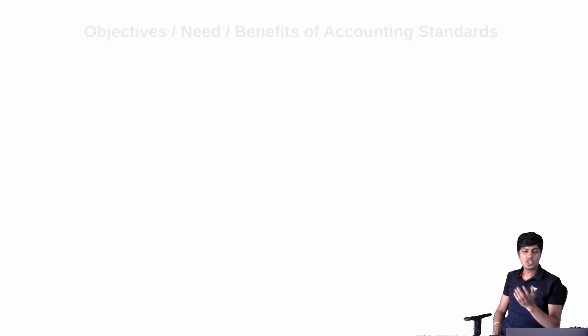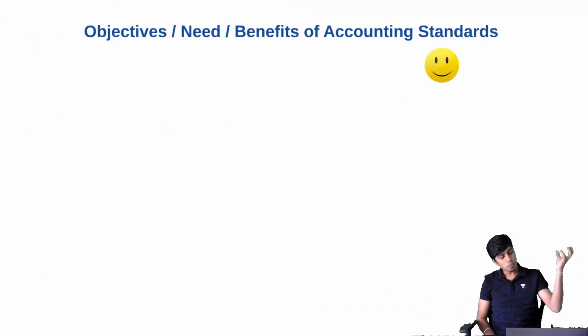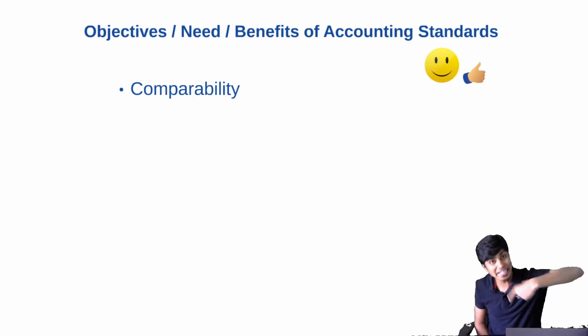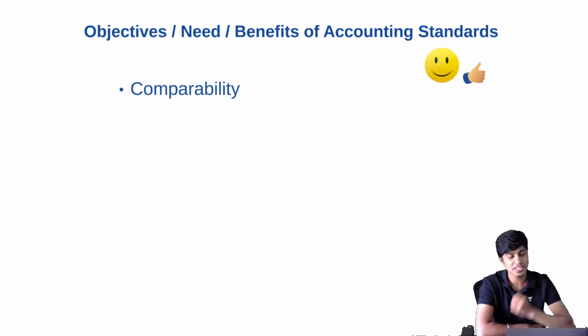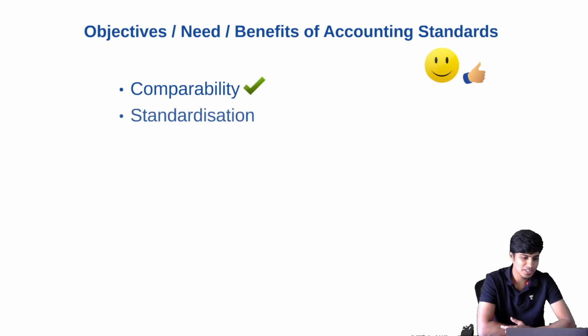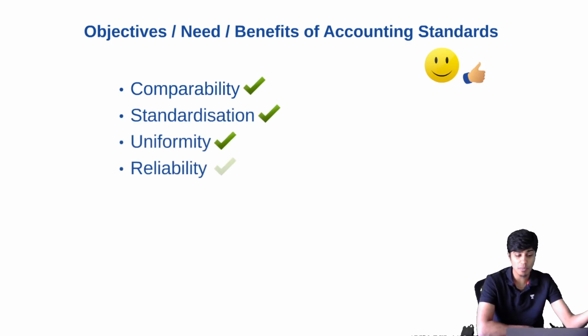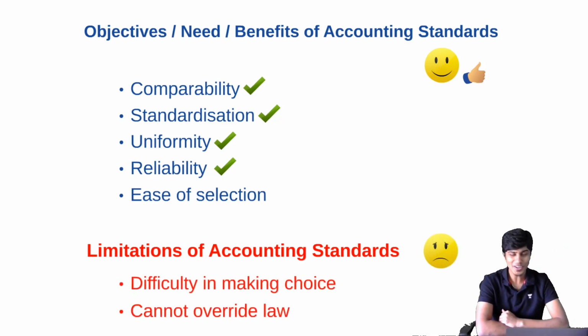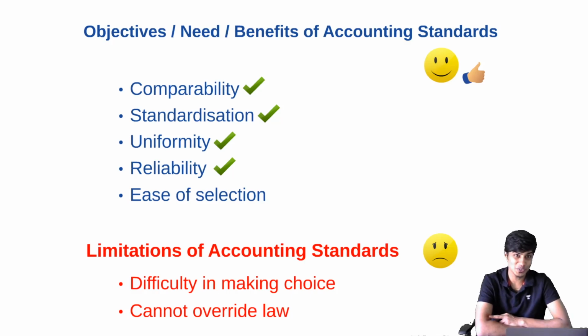Let's go forward. So the objectives of accounting standards are to bring in standardization, comparability, and uniformity, to increase the reliability of the financial statements, and ultimately to simplify the process of selection of accounting policy. See, comparability, standardization, uniformity, reliability, ease of selection is being enabled. A limitation is that accounting standards on any given day cannot override law. Law is the one who stands at the top. Got it, guys? And it would reduce the number of options, but it will not reduce it down to one. There would still be difficulty in selection in spite of accounting standards.